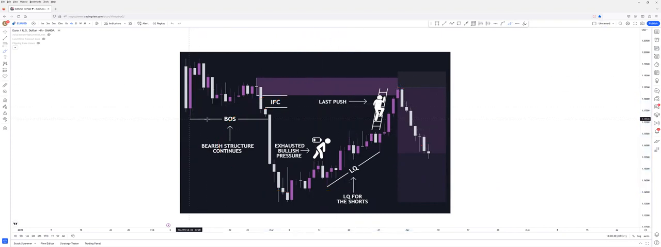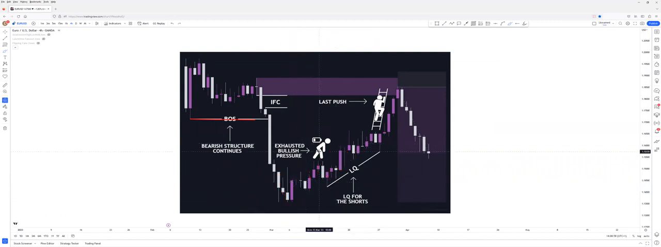So as you can see, here was a breakout structure, started from the supply up here. We started the inefficiency, started the volume. You can see a real nice volume started from the supply. And after this, what happened? What can you see after this movement? You can see the exhausted bullish pressure. You can see wicky behavior, right? So this is all wicky behavior.